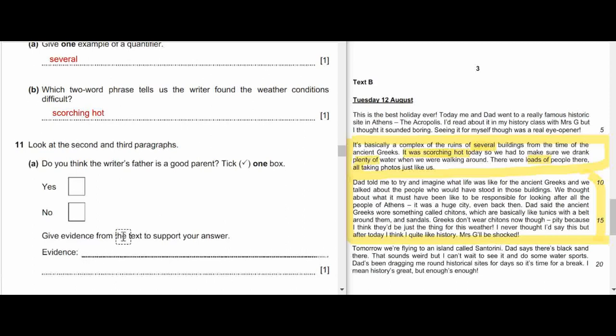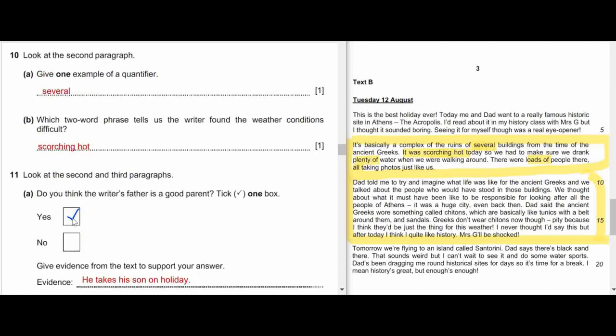So here we choose yes. If you choose yes, we have to see from the second and third paragraph that the father takes his son on holiday, so there will be a reason. If you choose no, you may write down the correct evidence. If you need to clarify your answer, please feel free to write in the comment section on the Susan Hira YouTube channel, if you open this video through the Susan Hira YouTube channel.